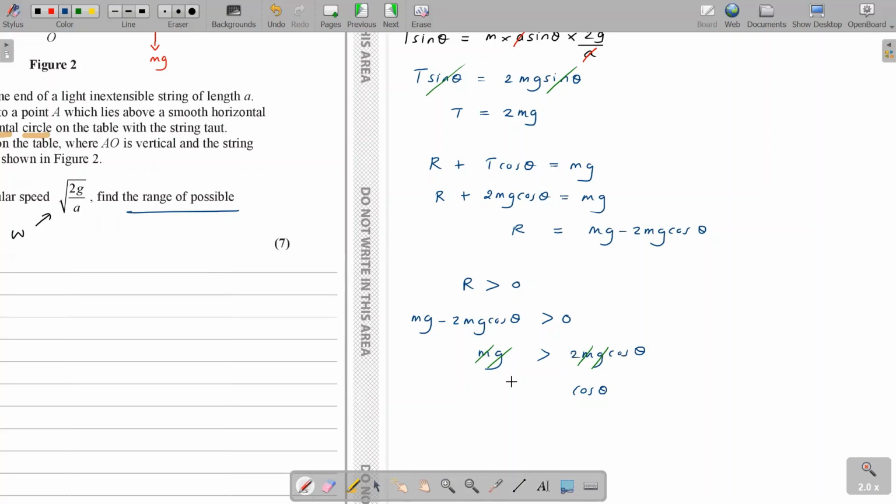So here the 2 comes to the side as division, which is half. So cos theta should be less than half. So now you have to find the range of possible theta values where cos theta is less than half. How do we find the range of possible theta values where cos theta is less than half?